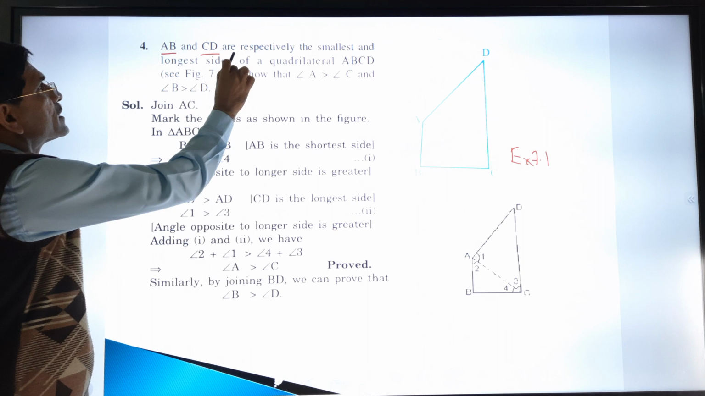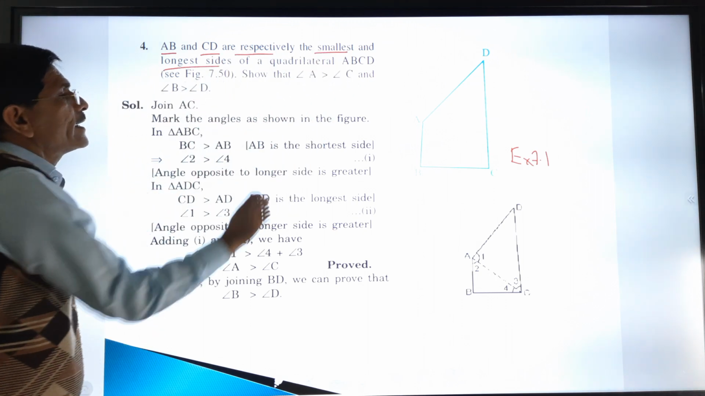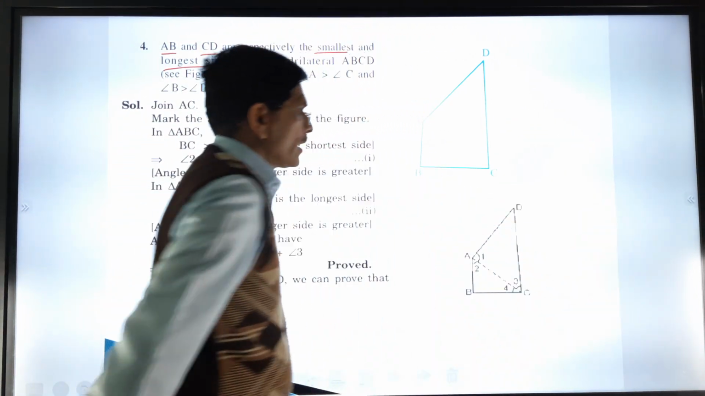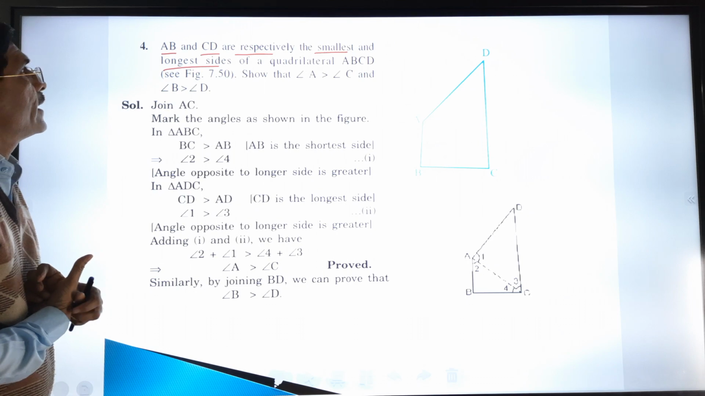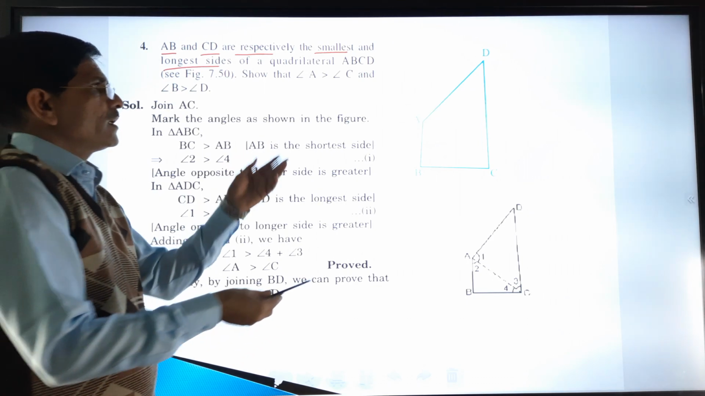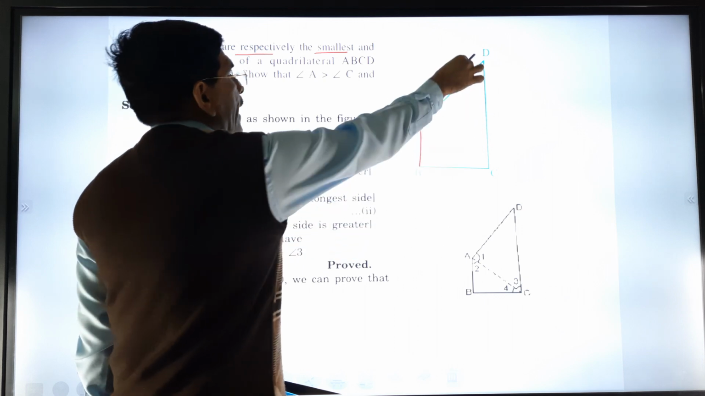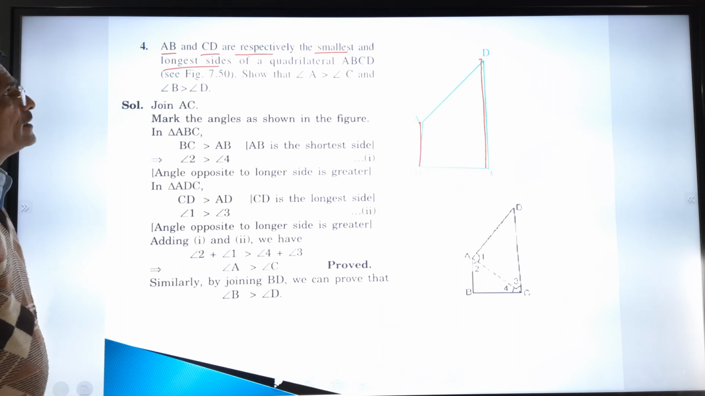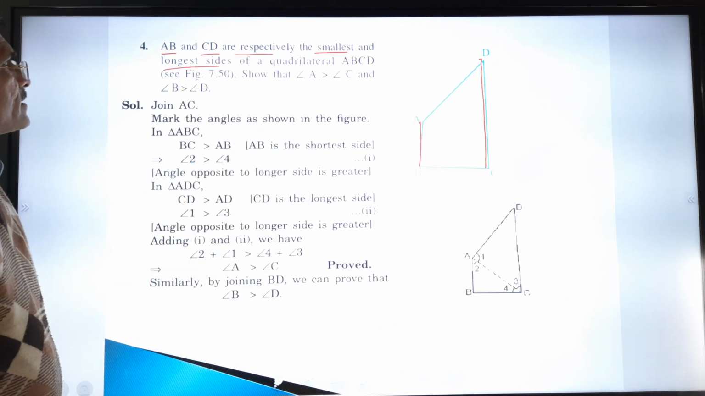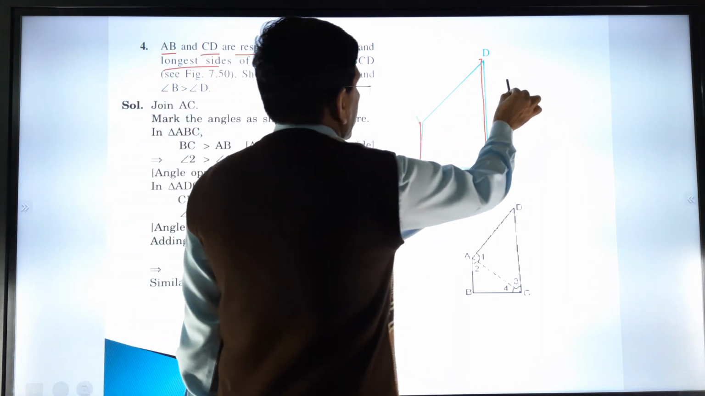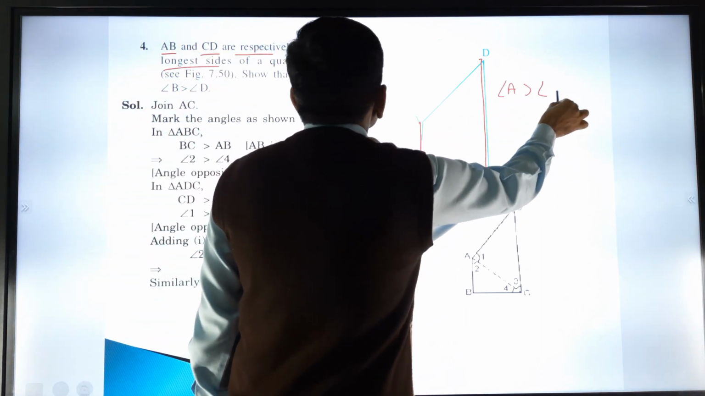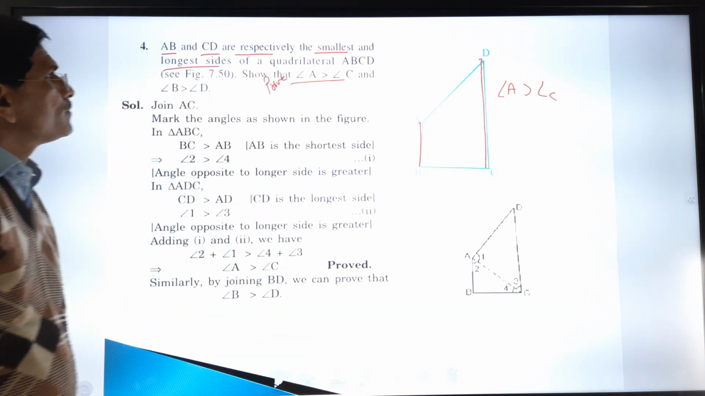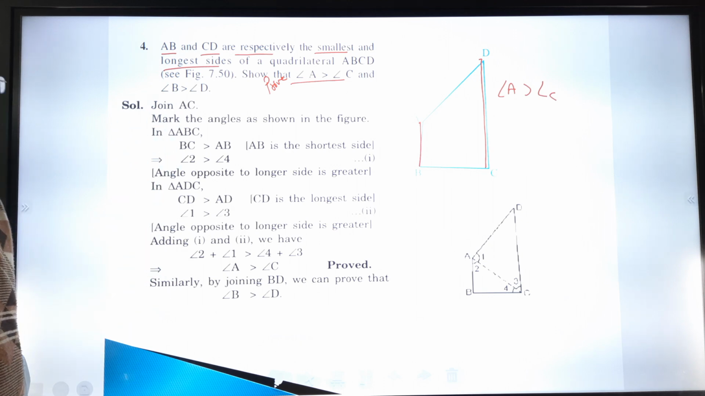AB and CD are respectively the smallest and the longest sides of quadrilateral ABCD. You will see the figure here. AB is the smallest and CD is the longest side of the quadrilateral. Show that angle A is greater than angle C and angle B is greater than angle D. So that is the proof. We have to prove it.